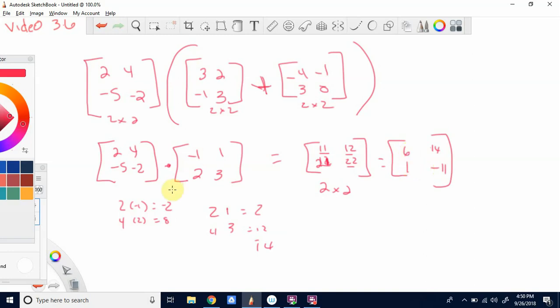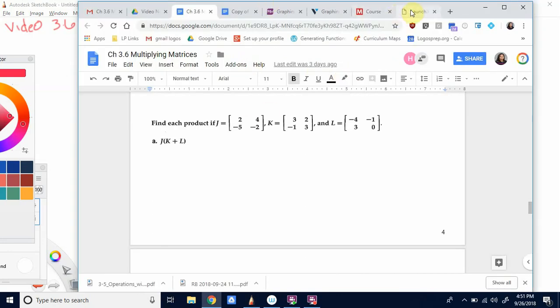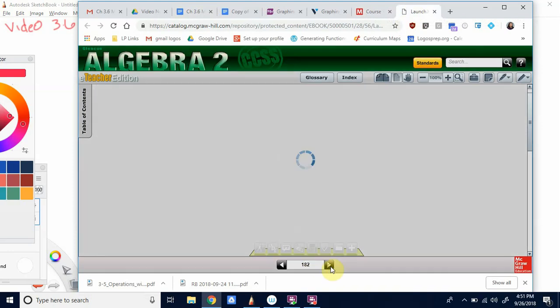Now, if we do JK plus JL, all right, we're going to take the J and distribute. So originally this is what we had, K plus L. We're going to distribute, and we're going to do JK plus JL. I'm not going to do the work. We can look in the book. So let's look at the book and look at the steps here.